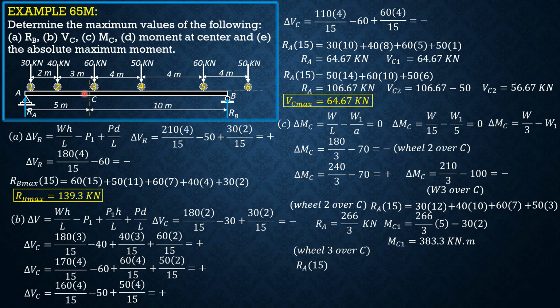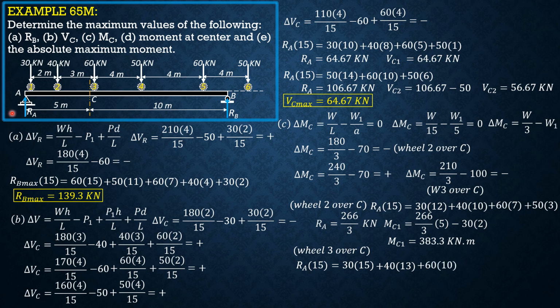So therefore the moment at C is RA times 5 minus 30 times, because load 2 is over 3, 30 times 2. So MC1 is RA times 5, 266 over 3 times 5 minus 30 times 2, and it is equal to 383.3 kilonewton meter. Then load 3 over C, the other situation.